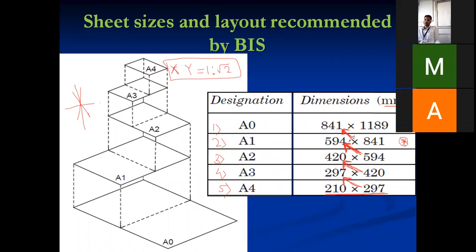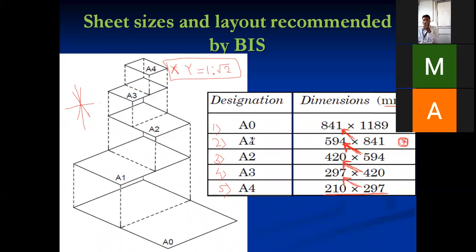We will get 840, but in the standard it is 841. That's why I have put this star mark here. Instead of 840 we have to write 841. Correct. Then again 841 we have to take as it is, and multiply it, so that we will get the last digit, 1189. Likewise we will remember this. Any problem? This is a trick to remember this table.